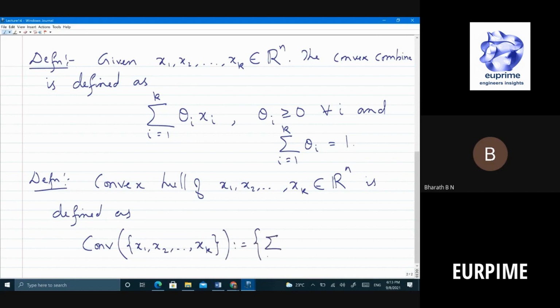So how do I write that? Sum over i equal to 1 to k of theta i xi, such that summation over all i theta i is 1, theta i is greater than or equal to 0 for all i, right? So this is your convex hull. So in fact, if you take 3 points and do convex hull, you get the triangle, right? Is that clear, everyone? So this is how you do.